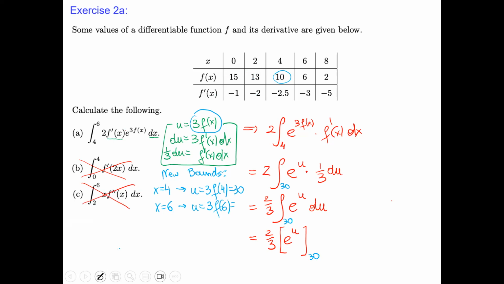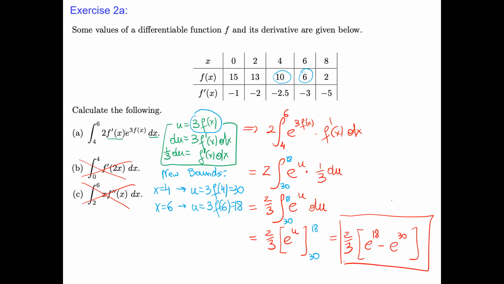Okay, now 6 times f of 6. F of 6 is actually 6. 3 times 6 is 18. Okay, 18. But this was x, it's still 6. That means the final answer is 2/3 e to the power of 18 minus e to the power of 30. And I believe we can leave it like this.